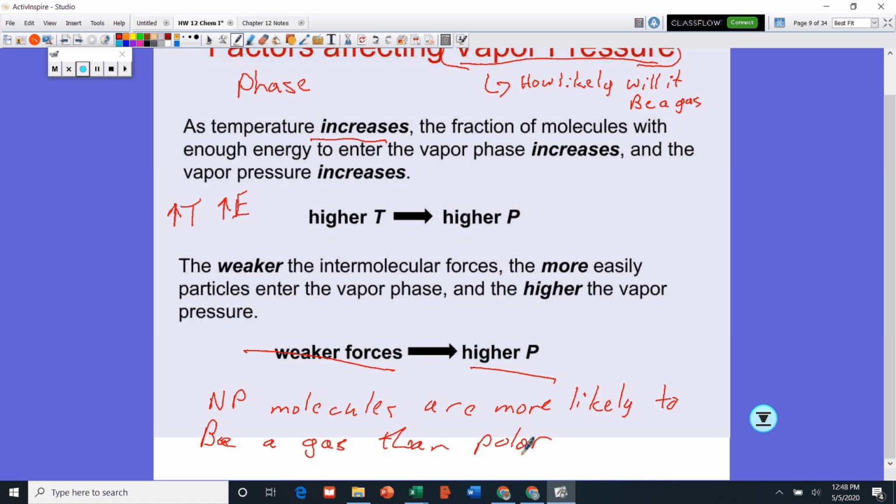Now, all things being considered, that everything else is the same size molecule, things like that, polarity will affect your vapor pressure. The higher the vapor pressure, the more likely it is to be a gas.